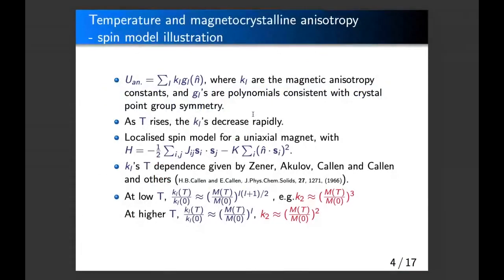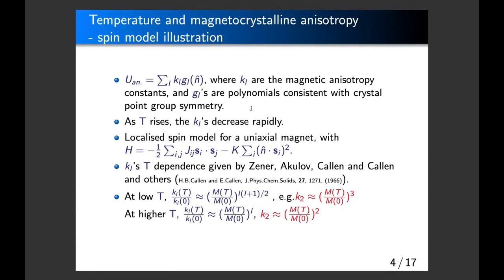Okay, so let me say a little bit more now about the anisotropy term that's coming from the spin-orbit coupling effect, this intrinsic effect, rather than a macroscopic effect. Typically, this energy can be captured in terms of a few coefficients. These coefficients K_L are multiplied by some polynomials, and these polynomials are consistent with the crystal point group symmetry of the lattice. And what one finds is that as the temperature rises, these coefficients decrease rapidly.